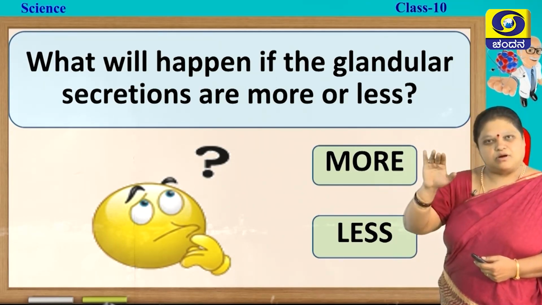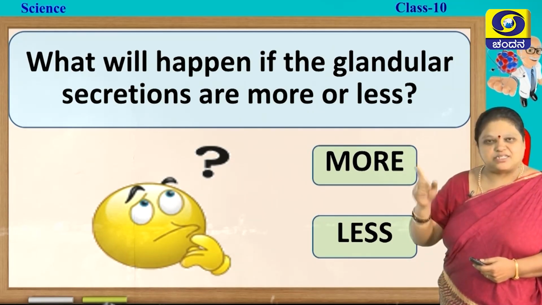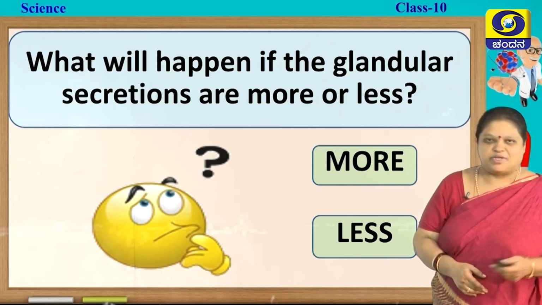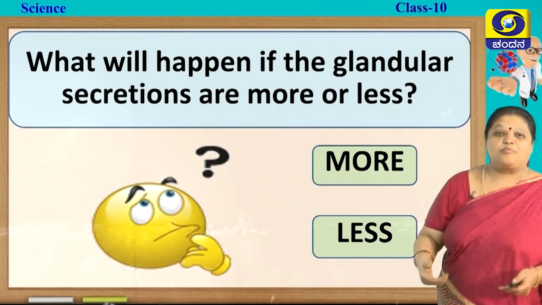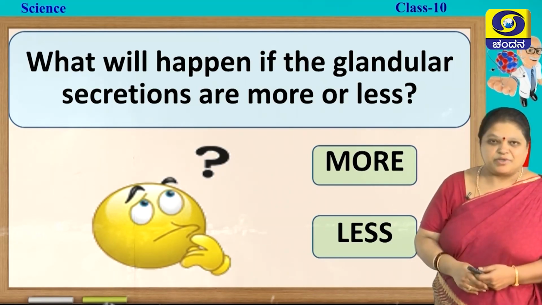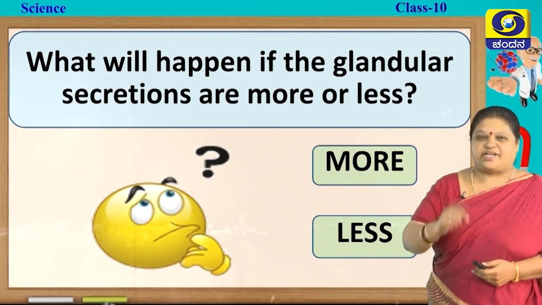Hyper means more, hypo means less. So, because of variation in the secretion, he will suffer from so many problems. He will have hormonal imbalances. Because of that, there will be so many problems. So, you understood it should be very, very appropriate.